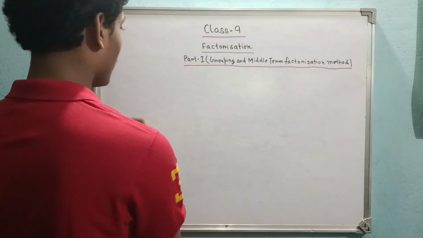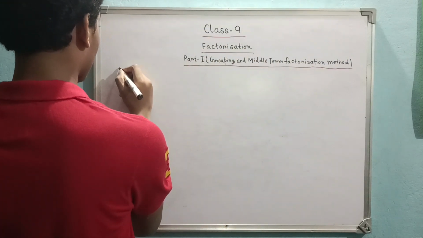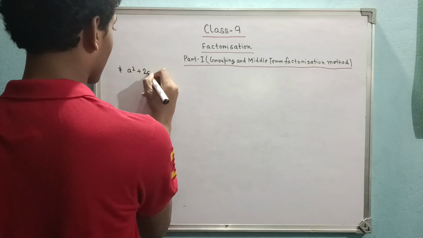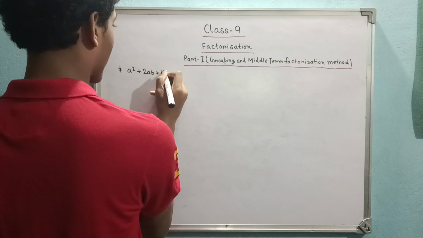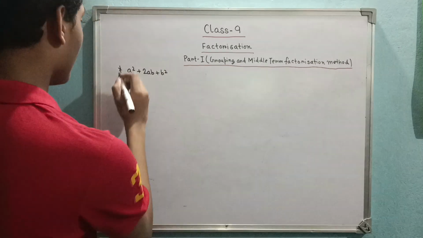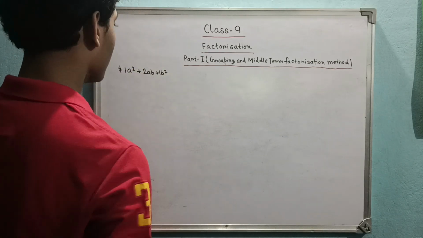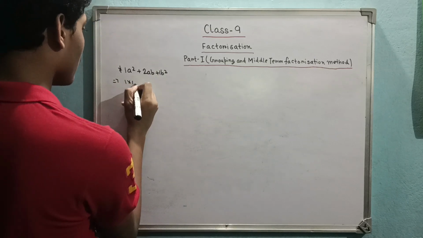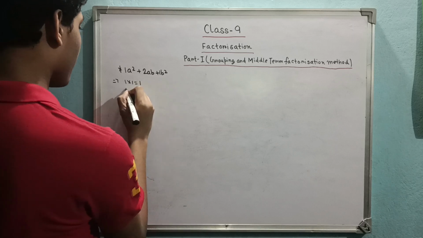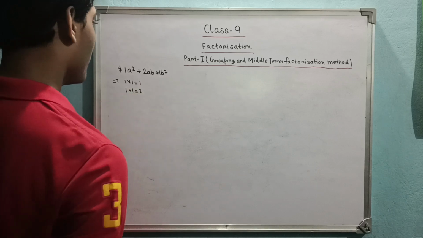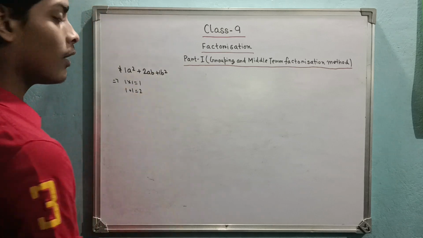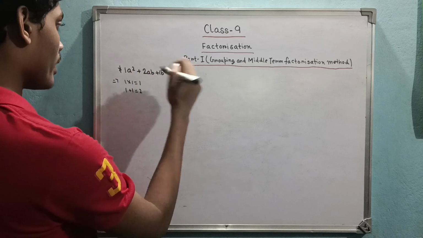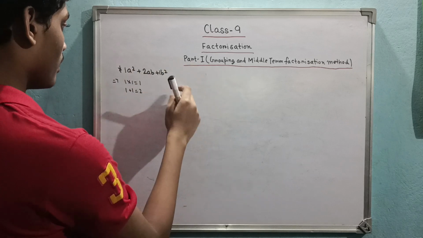So guys, see, I am showing you one thing. Suppose one equation is there, a square plus 2ab plus b square. See guys, if I put 1 as coefficient here, then 1 into 1 will be 1 and 1 plus 1 equals 2. First, what we have to do is find the product of the coefficients of a square and b square. Here it is 1.